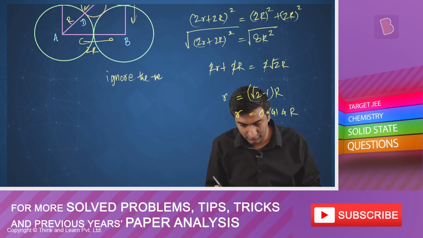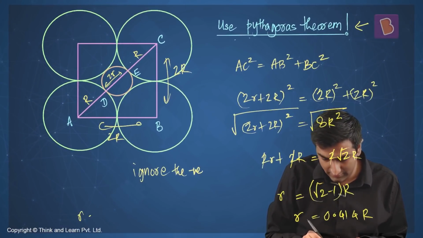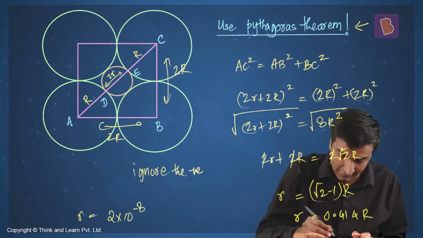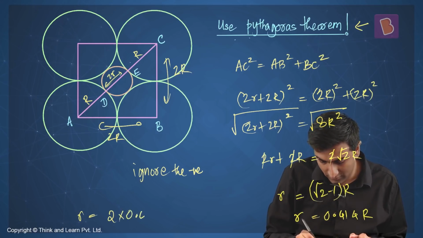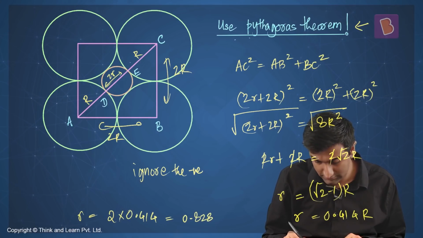All you need to do is substitute this value. I'm going to let you do this on your own. This is a simple thing. R is, what is this? This is 2 into 10 power minus 8. Oh, we don't need the 10 power minus 8, right? You just need to report it in those terms. Times 0.414, which is 0.828. And wait, hold on. But this is into 10 power minus 8.